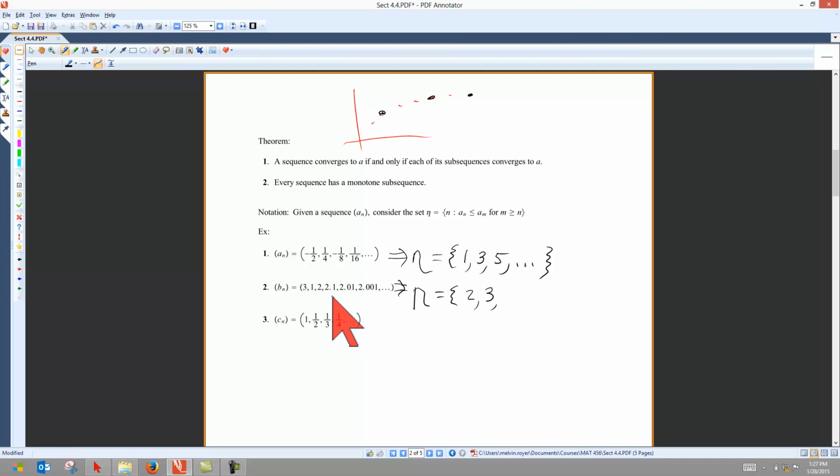Fourth term, 2.1. There are things smaller than 2.1 after it, so 4 is not in there, the fourth term. And likewise, the 2.01 has smaller things following it, and 2.001 does as well. And so, in fact, here eta is a finite set. Only the second and third terms are the smallest from there on out.